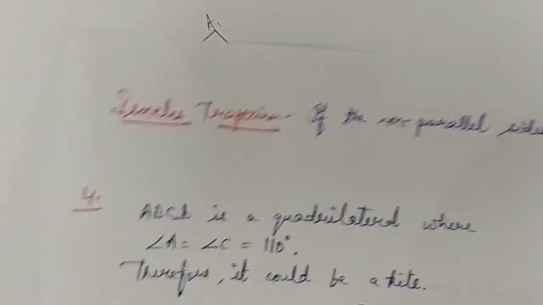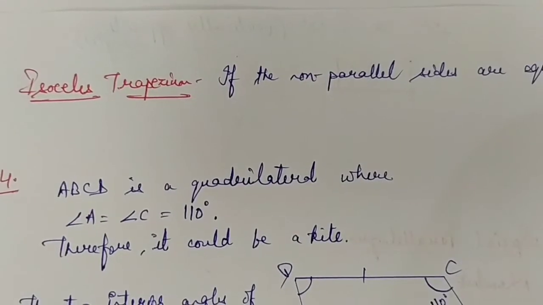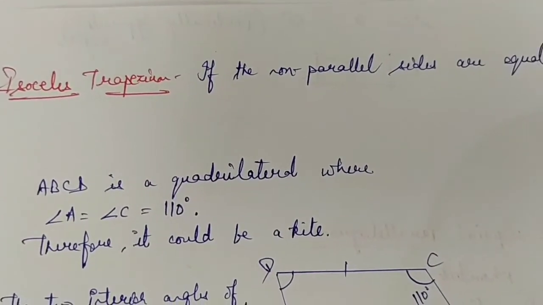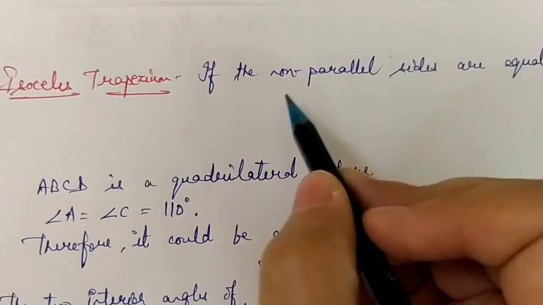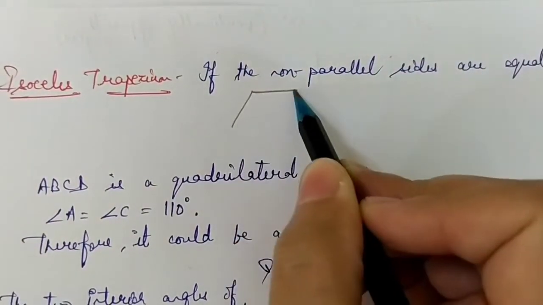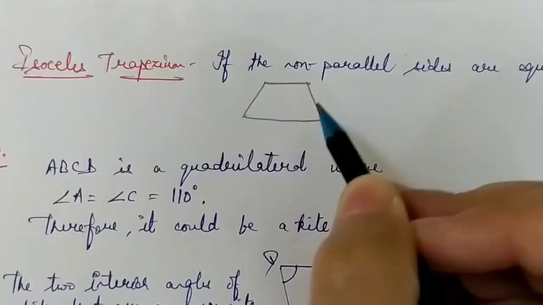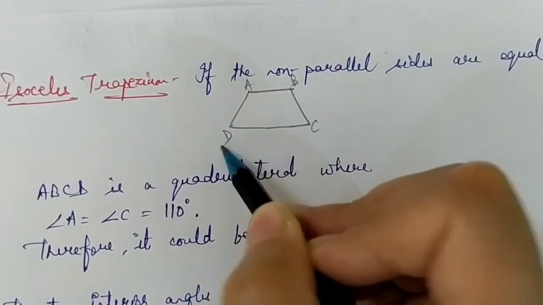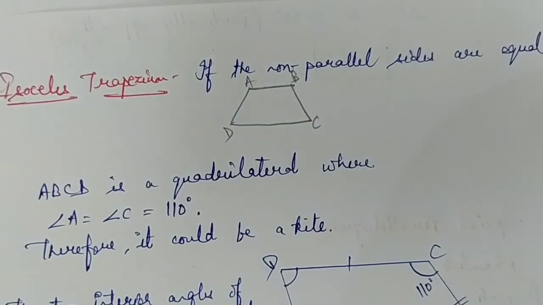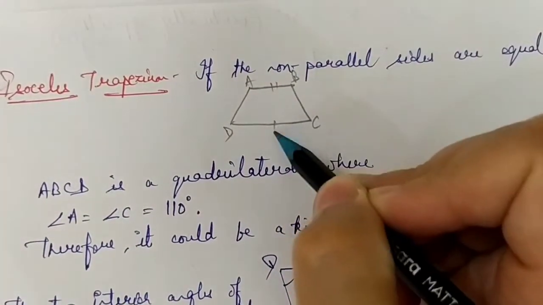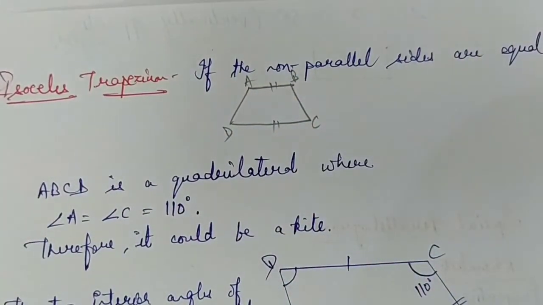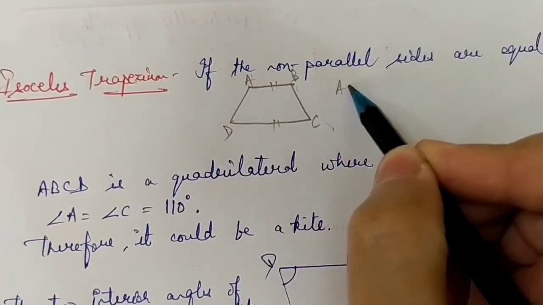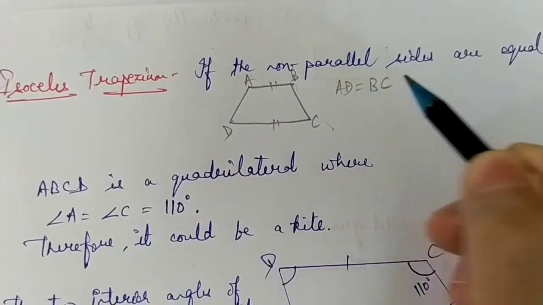and also there is the isosceles trapezium. If the non-parallel sides are equal, that is called an isosceles trapezium. Again, I'm drawing a rough one for you. If you have a trapezium like this, you know that in a trapezium we have one pair of parallel sides. It means AB is parallel to CD, and the non-parallel sides are AD and BC. If AD equals BC, that is called your isosceles trapezium.